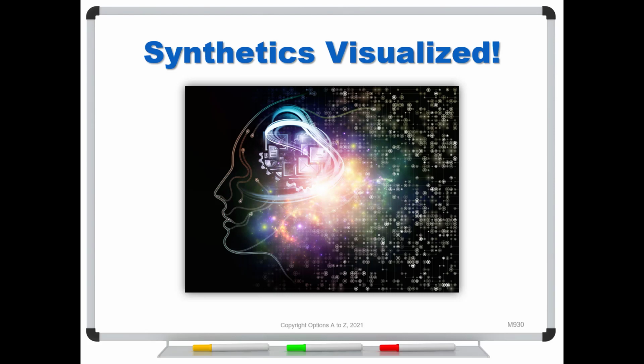I wanted to just post a quick video about synthetics visualized. The reason is I was speaking to another trader who said this whole concept about synthetic positions is really confusing. There's a formula that you have to memorize, or you have to understand a fairly complicated derivation of where it comes from, and it's just confusing. So is there a way that you can visualize a synthetic position to help you to understand the formula? Because once you have the formula, then you're off and running.